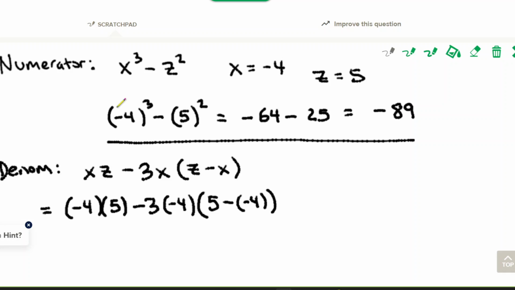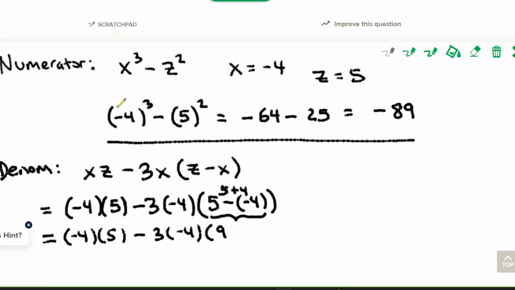All right, so following the order of operations here, the first thing I'm going to do is go inside this set of parentheses. I know there's a lot of parentheses, but this set has some operations to do. Now remember, 5 minus -4, that's the same as 5 plus 4. Minus a negative, -1 times -1, that's +4. So that's 9. So we have -4 times 5, then minus 3 times -4, and then inside the parentheses it was 5 plus 4, that's 9.